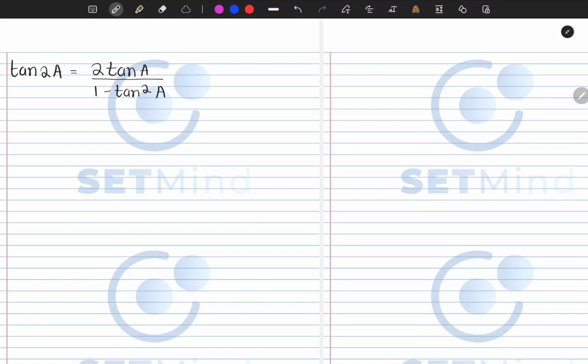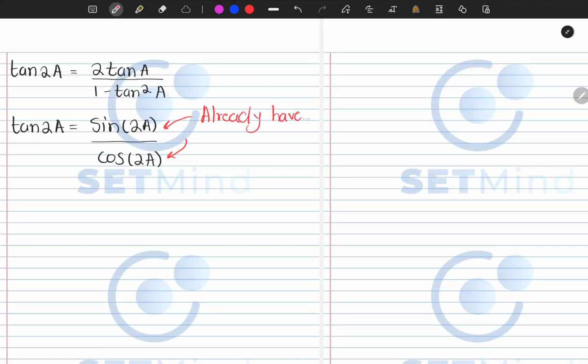So let's have a look at this one, where we have tan 2A equals 2 tan of A divided by 1 minus tan squared of A. If you look carefully, by now you should know that tan is obviously equal to sine of the same angle 2A divided by cos of the same angle 2A. So these we already have. So I might as well just use our previous work. We already have them.